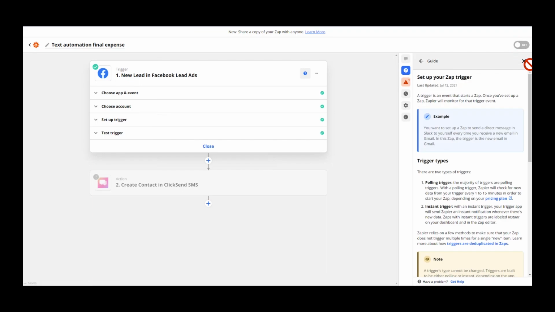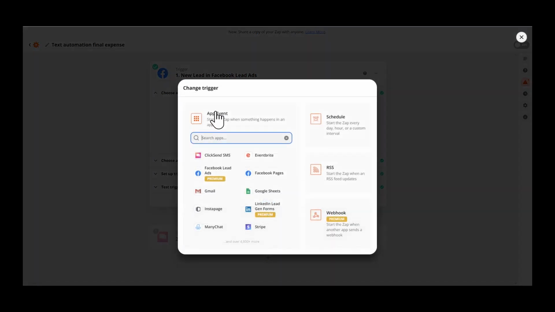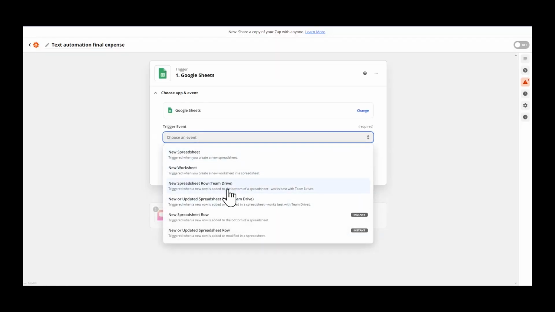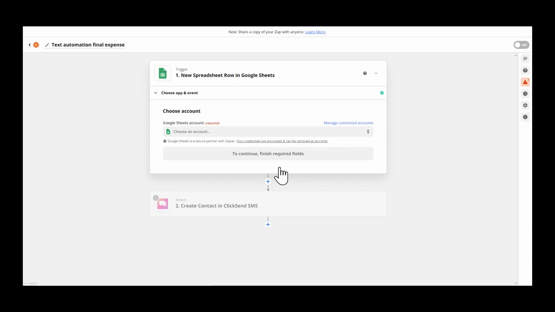Now, there's another way that we may be able to do it. Say you're not generating your own leads and you have someone else doing it. What you're probably going to do is they'll put the leads on a Google Sheet. So: new spreadsheet row, triggered when a new row is added to the bottom of a spreadsheet. So this is when someone creates a new spreadsheet row. A lot of times, if you've ordered Facebook leads before, you know this comes on a Google Sheet, and all the information from the lead is added there.